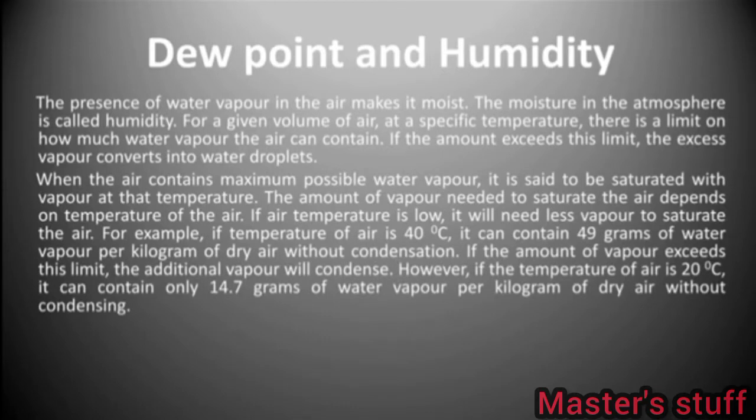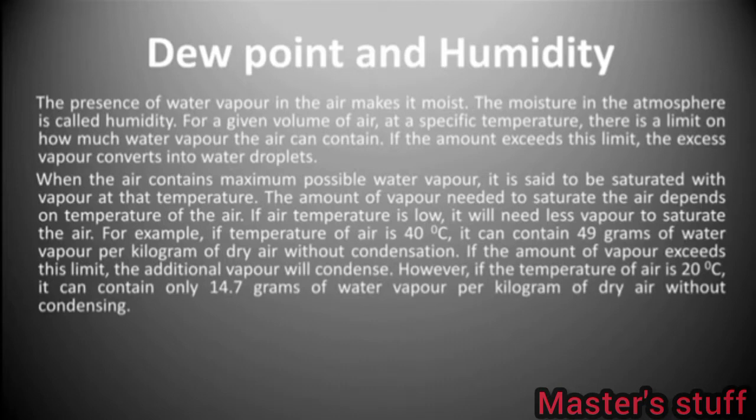The amount of vapor needed to saturate the air depends on temperature of the air. If the temperature is low, it will need less vapor to saturate the air. For example, if temperature of air is about 40 degrees Celsius, it can contain 40 grams of water vapor per kilogram of dry air without condensation. If the amount of vapor exceeds this limit, the additional vapor will condense.